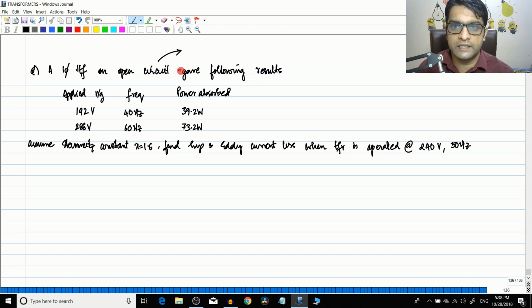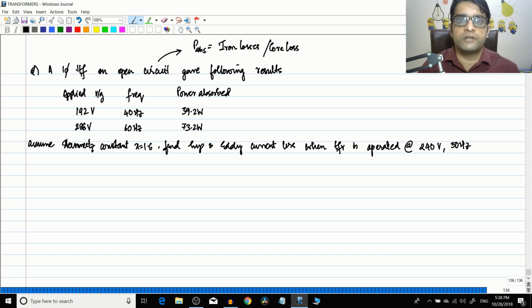This clue tells us that the power absorbed by the transformer will be used only to supply the iron losses or the core losses, because as I told you already, in the open circuit of the transformer, the input power is only to supply the no load copper loss and the core losses, but the no load copper loss we usually neglect. So the power absorbed by the transformer is only utilized to supply the iron losses or core losses in the open circuit condition.